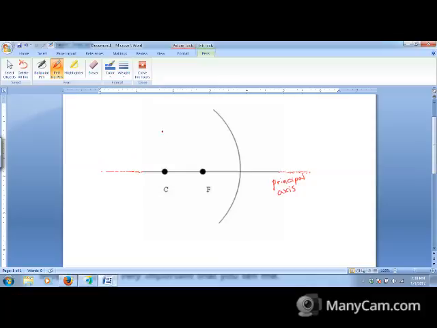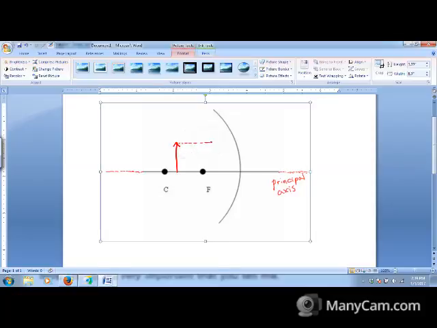Okay, let's say we have an object that is between the center of curvature and focus, right here. Okay, well, ray number 1 is going to be parallel to the principal axis. It's going to go through the focus. Ray number 2 is going to go through the focus. And it's going to be parallel to the principal axis.